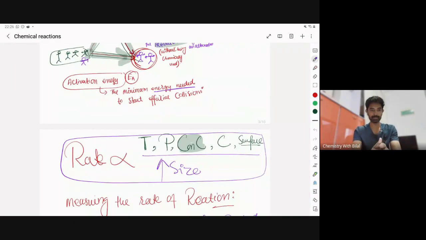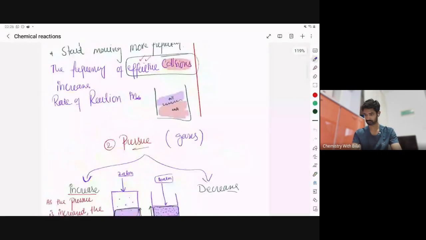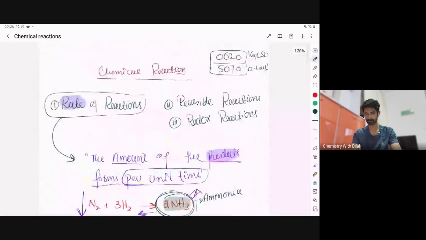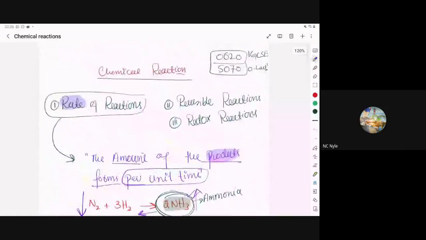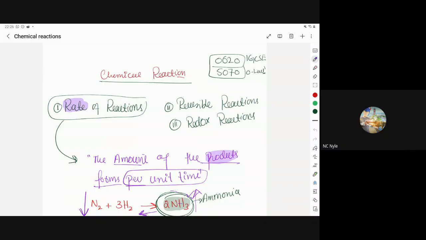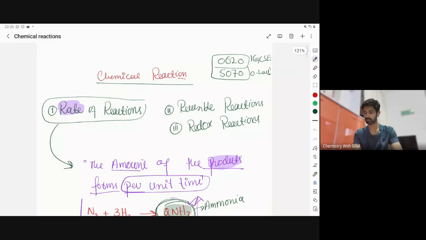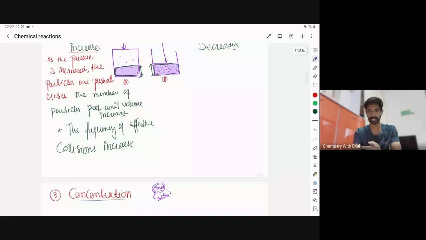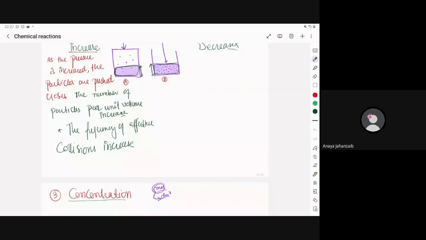Now, Nile, which factor affects the average energy of the particles? Dr. Nile. Shabash. Sir, could you repeat the question? Which factor out of those 5 factors affects the average energy of the particles? Sir, temperature. Temperature. So which factor only applies to gases, Anaya Janzib? It's the pressure. It's the pressure.